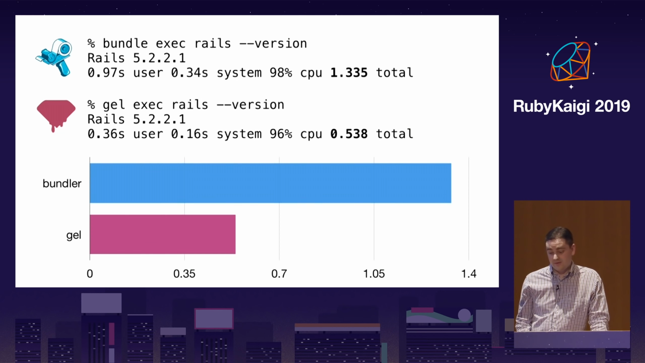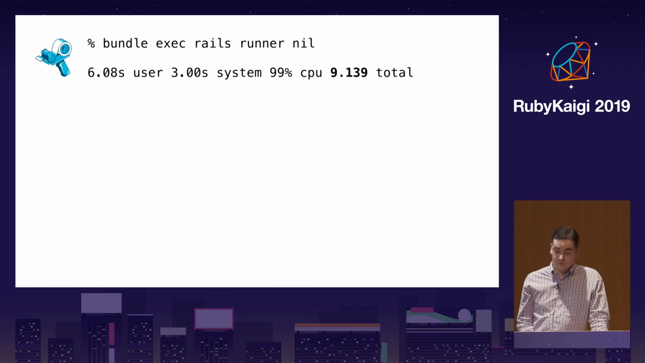We can't spend all day asking things for their version though, so let's boot our Rails application. We use Rails runner to boot it, do nothing else, and just return nil. I'll also note that this is without Spring and without Bootsnap. We want a direct comparison between the two libraries, so it's simplest to just remove those completely.